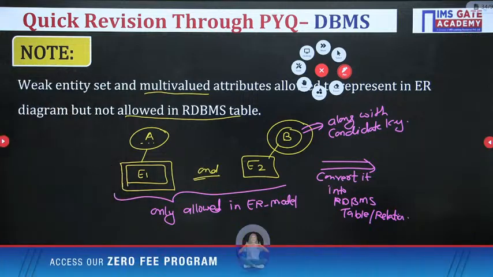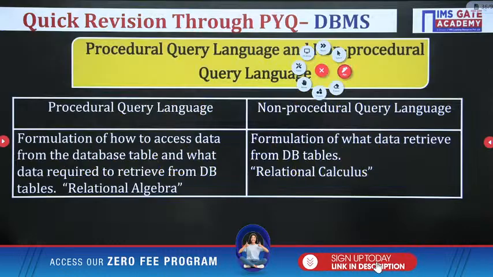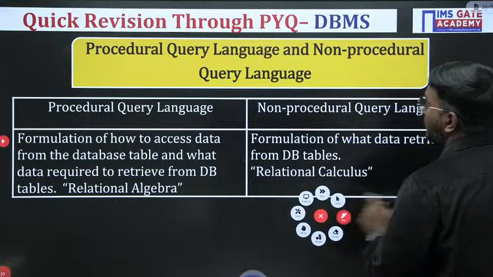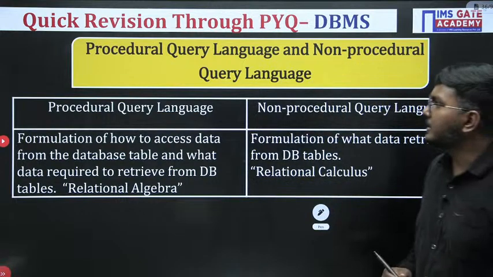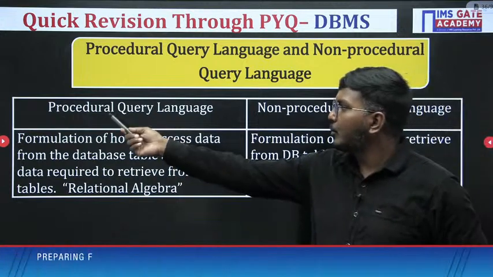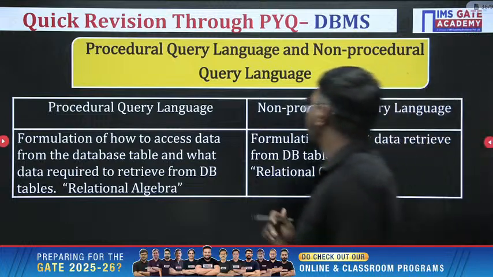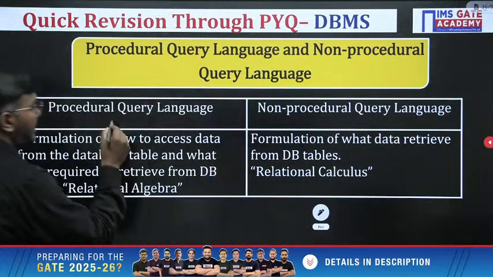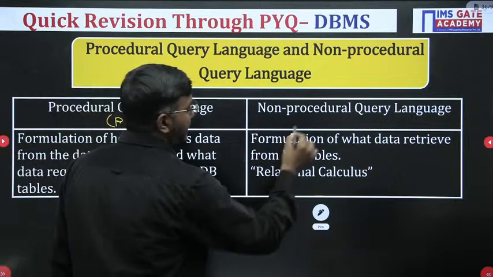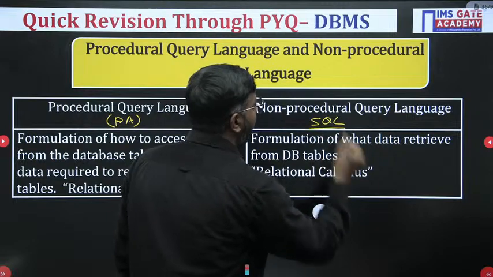Okay, very good. Now let's go for relational algebra and SQL. Okay. Now see here. Let's quickly define this. Query. Basically query is of two types. One is called the procedural query language and the other is called the non-procedural query language. Like here we can say our relational algebra RA is a procedural query language, and SQL is a non-procedural query language.